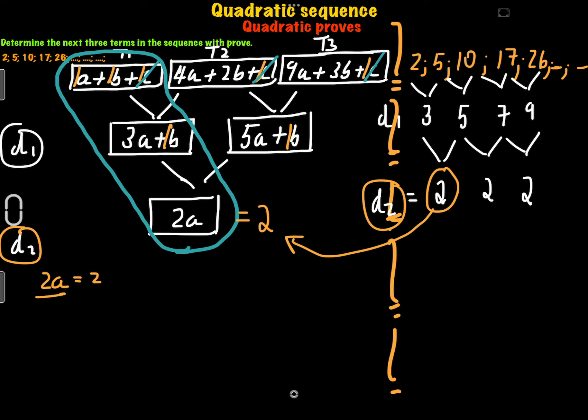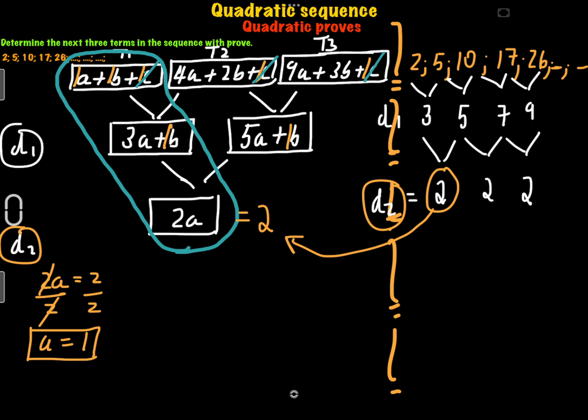To find that, we can simply use algebra. Notice I'm dividing by 2 on both sides because we have a coefficient of 2a. If I cancel out the 2, I'll remain with a, and then 2 divided by 2 gives me 1. So in this case, I found a to be 1.